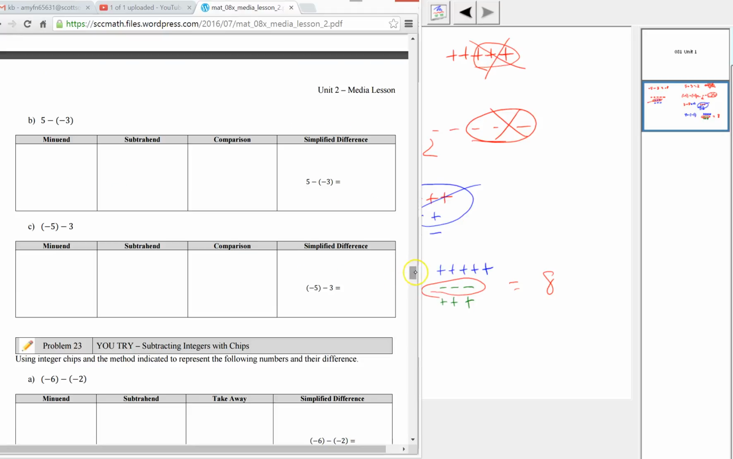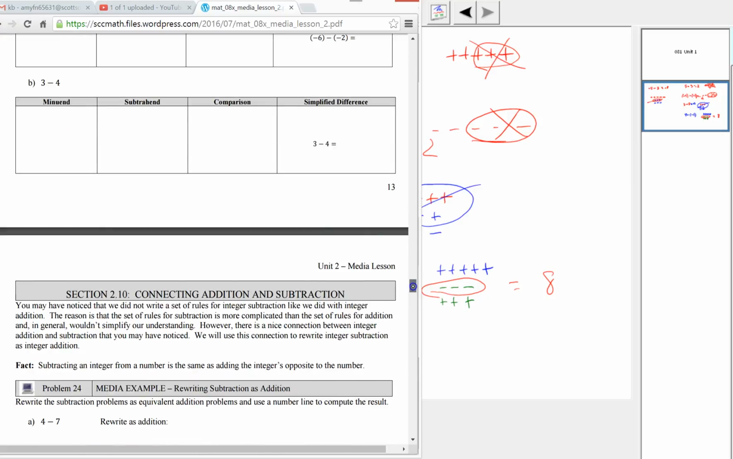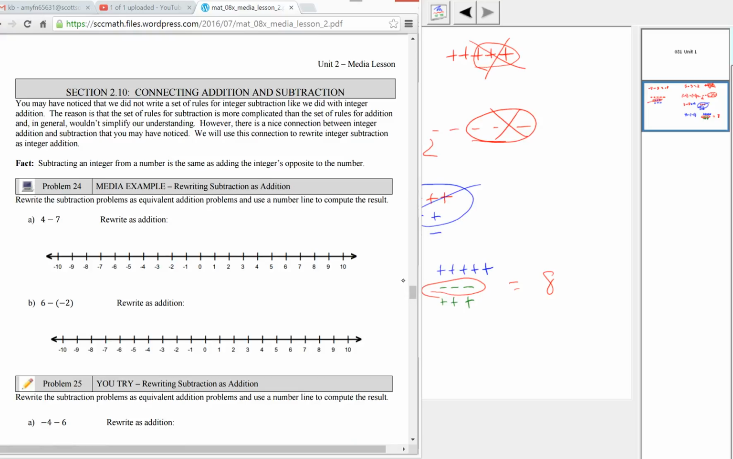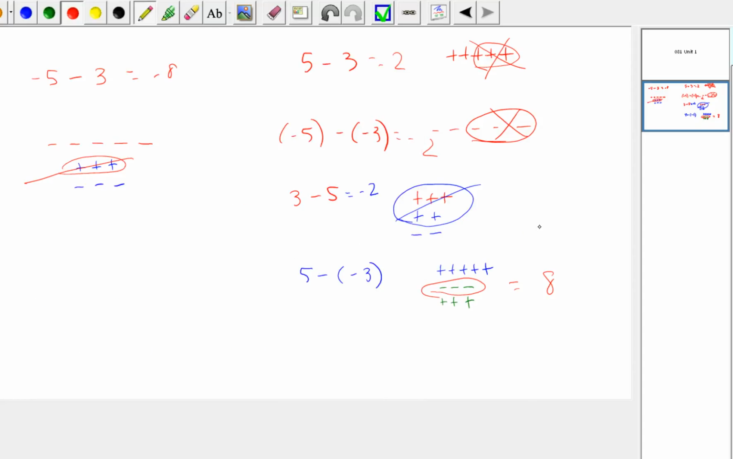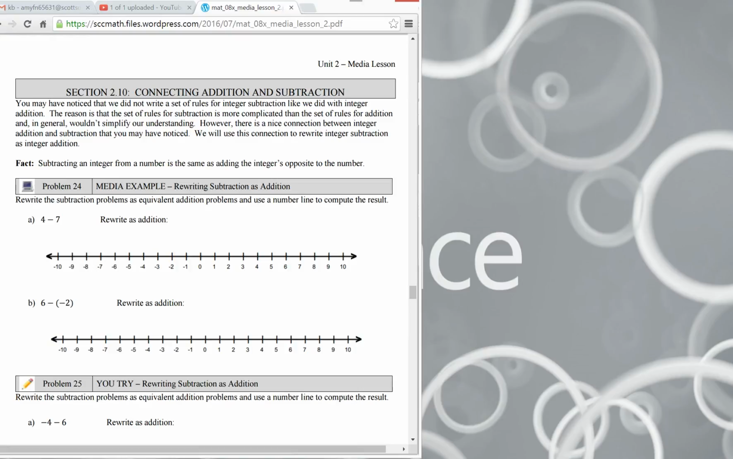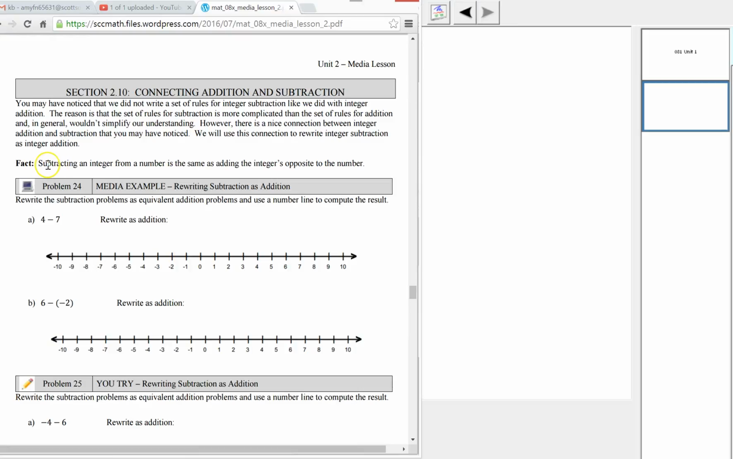So let's scroll down a little bit. Okay. In this video, we connect addition and subtraction. Okay. This is incredibly difficult for them. Okay. So the fact that we're using here is that subtracting an integer from the number is the same as adding the integer's opposite to the number. And this is definitely useful.